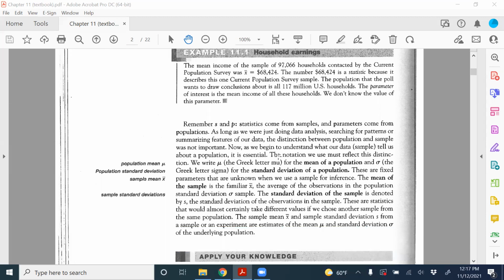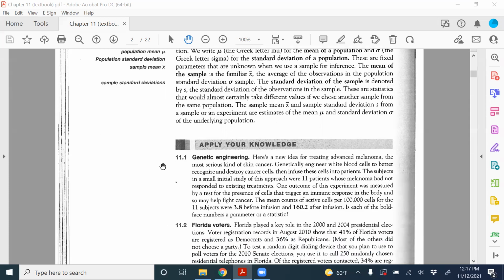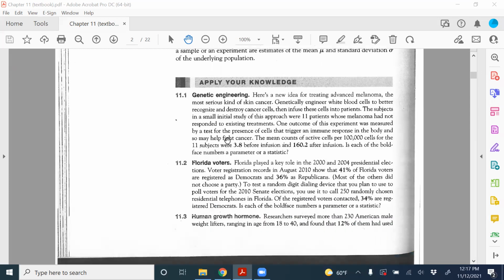And we use different symbols. If you use population mean, it's mu. Population standard deviation is sigma. But sample mean would be X bar, and sample standard deviation would be just the letter S. And you have a problem we'll work out here.